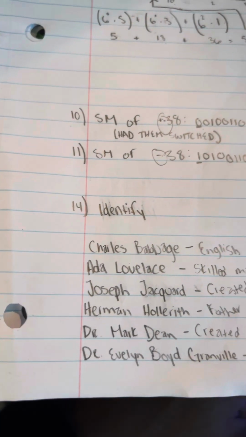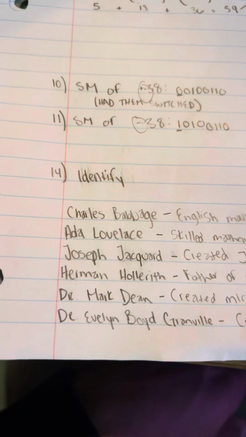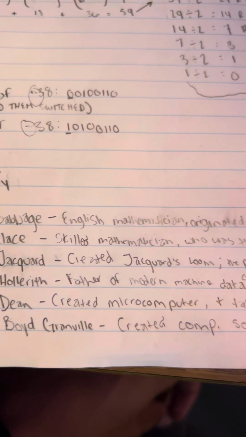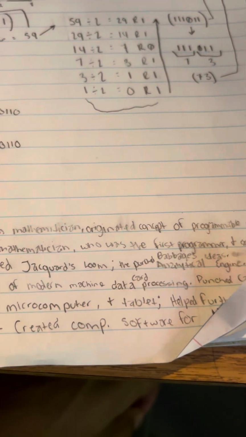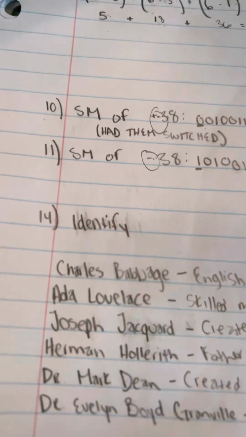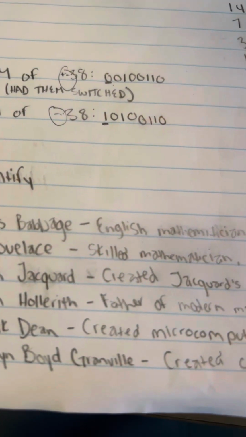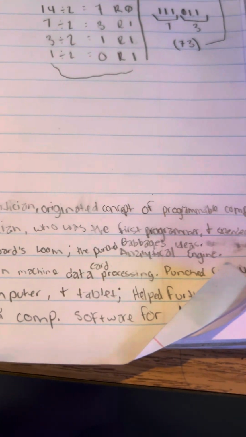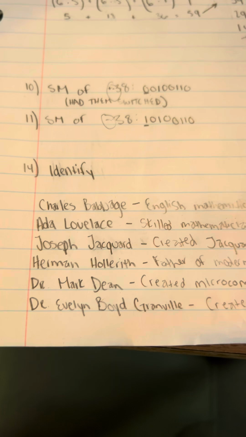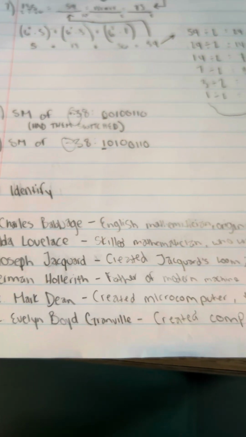With number 14, we have to identify our key figures of computer science history. Starting off, we have Charles Babbage. He was an English mathematician, and he originated the concept of the programmable computer. Ada Lovelace, she was a skilled mathematician who was the first programmer and also extended Babbage's ideas.